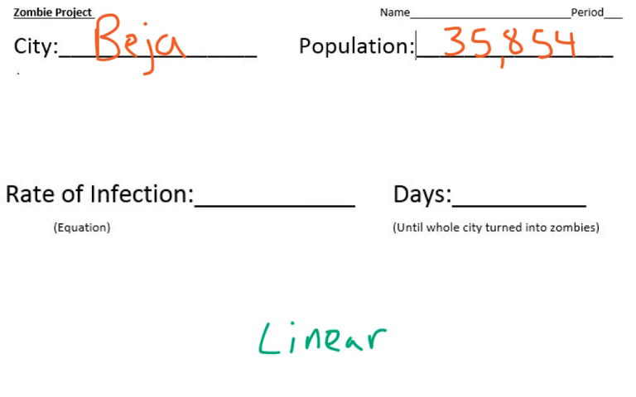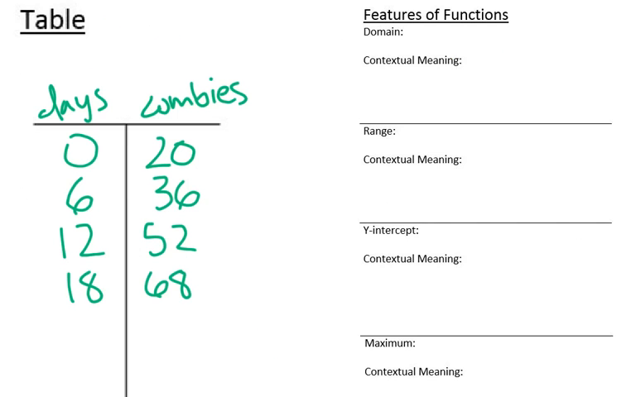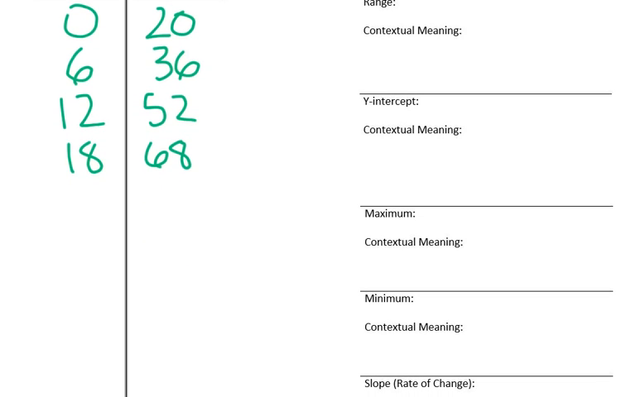Okay, right there. Now, I've got my table here, my days and my zombies. The way I like to think of it, I like to think of my days as the x value, my zombies as y. So the first thing I'm going to do is take a look at this table. I could just keep going with this table. It's pretty obvious that down this side I'm adding 6 each time.